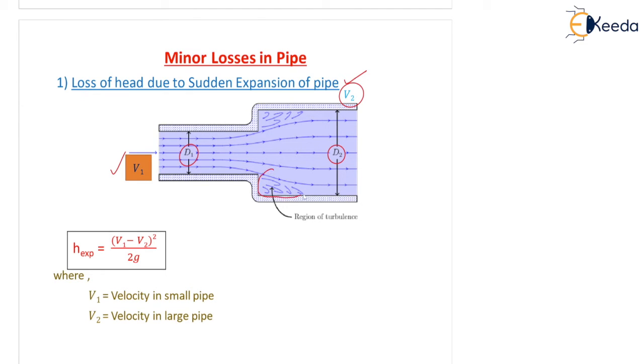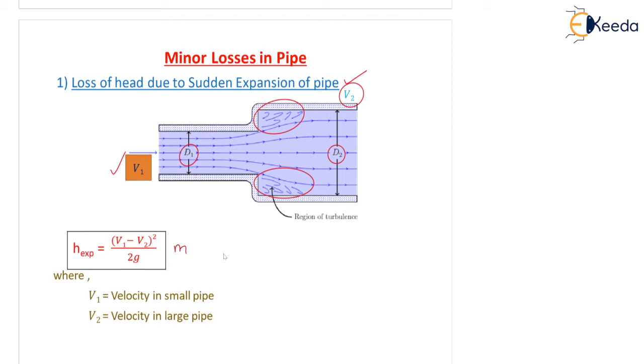So this is the region of turbulence. Where is the loss actually? You can see the region of turbulence here. Because the flow suddenly cannot bend 90 degrees, it will not cover this area. So there will be backflow and formation of eddies, also known as turbulence. So that is the loss actually, loss area. So how to find the head loss due to sudden expansion? H expansion is given by (V1 minus V2) whole square by 2g in meter.